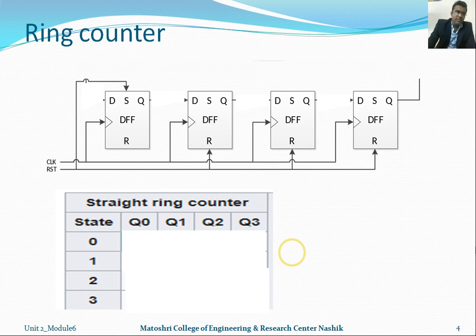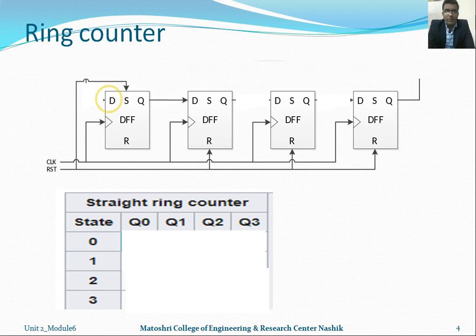The ring connection is nothing but the output of the first flip-flop connected to the input of the second one. The output of the second flip-flop is connected to the input of the third flip-flop. The output of the third flip-flop is connected to the input of the fourth, and the output of the last flip-flop is again fed back to the first flip-flop. In this way we are making a ring.